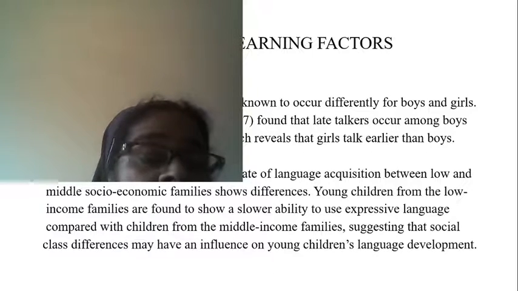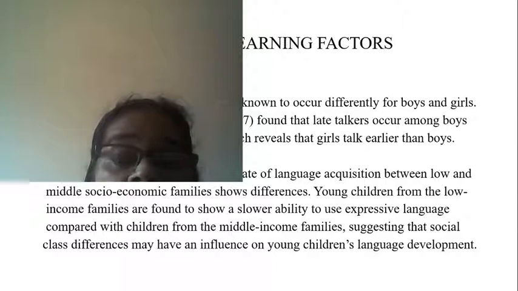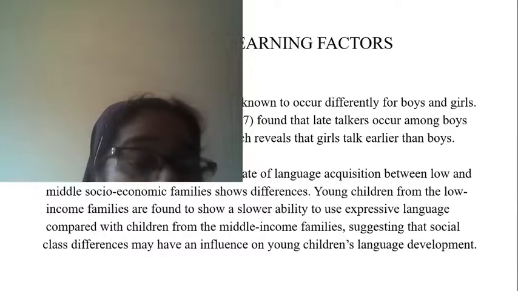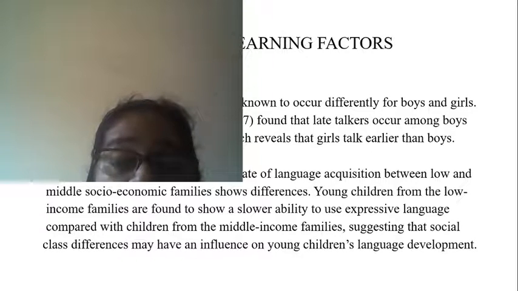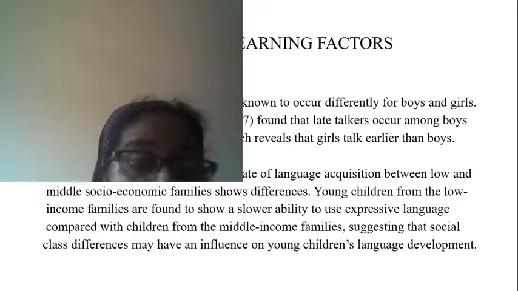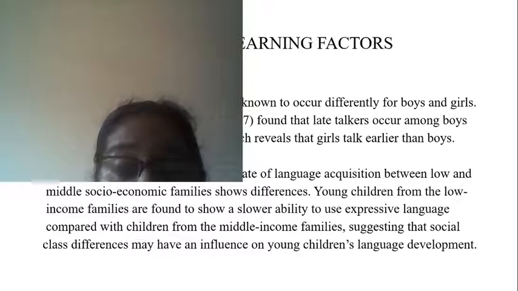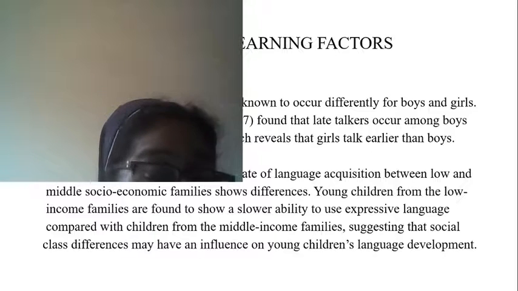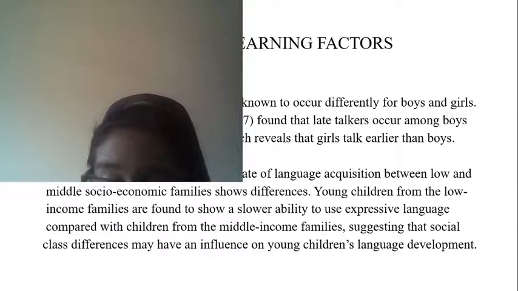Language fluency and proficiency is known to occur differently for boys and girls. For example, it was found that late talkers occur among boys, that I have already read. And Hart and Risley found that the rate of language acquisition between low and middle socio-economic families shows difference. Young children from the low-income families are found to show a slower ability to use expressive language compared with children from the middle-income families, suggesting that social class differences may have an influence on young children's language development.